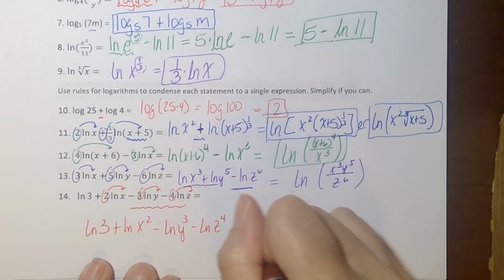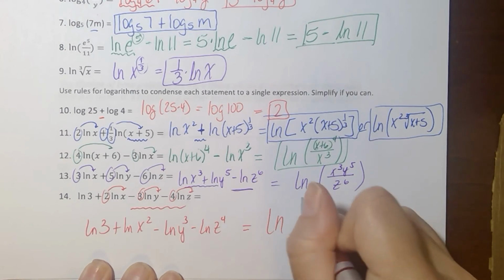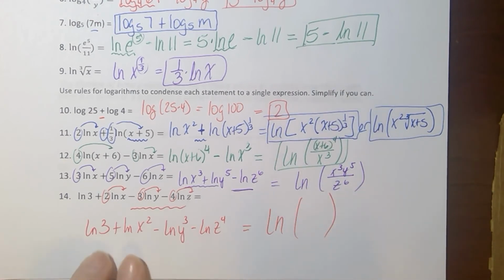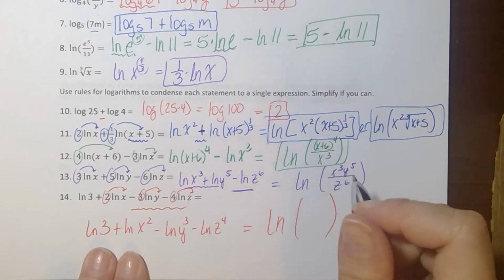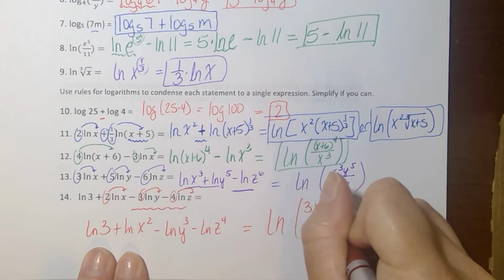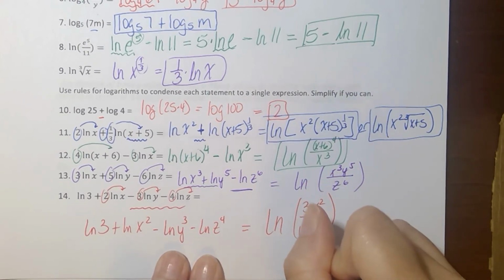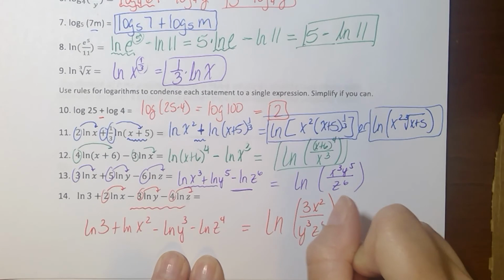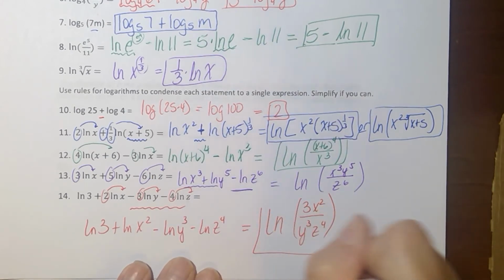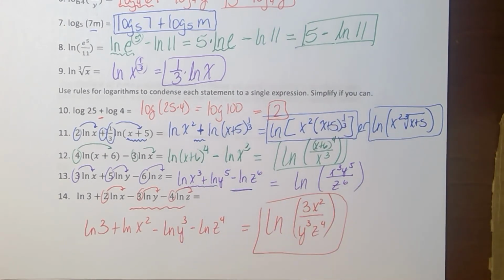Now I rewrite this as a single log statement, all natural log of. The things being added, those arguments go in my numerator. What is being subtracted goes to my denominator. Nothing can be simplified.